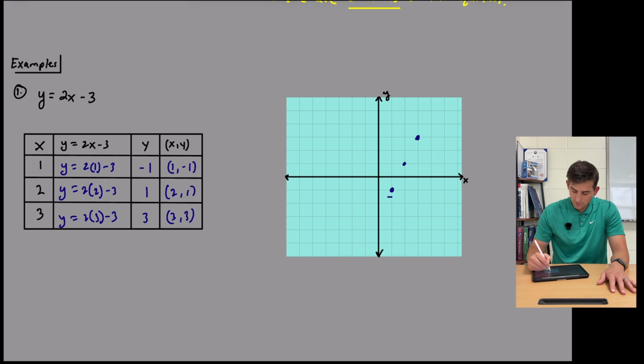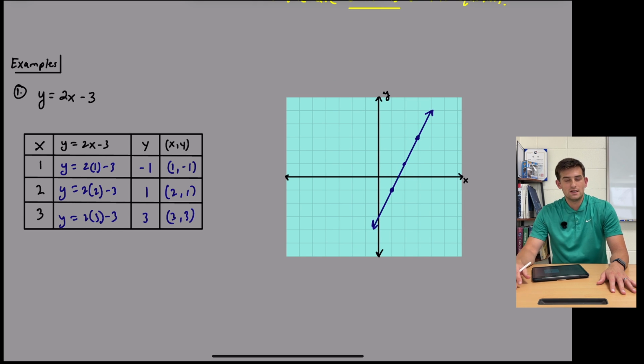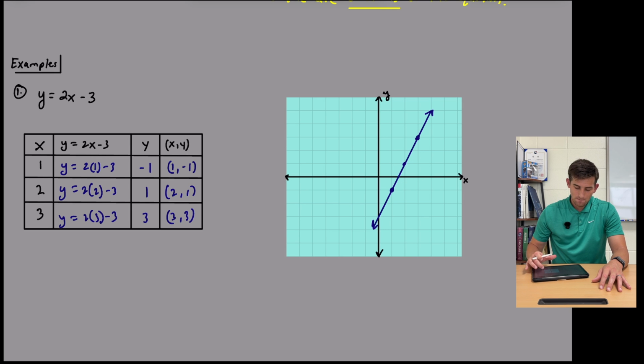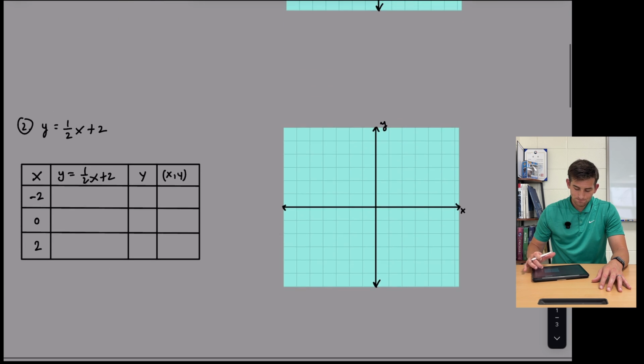Now I'm going to draw a line through these points. That is not that great, so let me fix that. There we go. I will put arrows on the end because once again, there are multiple solutions. There are an infinite amount of solutions, really. Not every coordinate is a solution, but that line is going to extend in both directions, so I put arrowheads on the end of that line. All right, now let's look at example number 2.